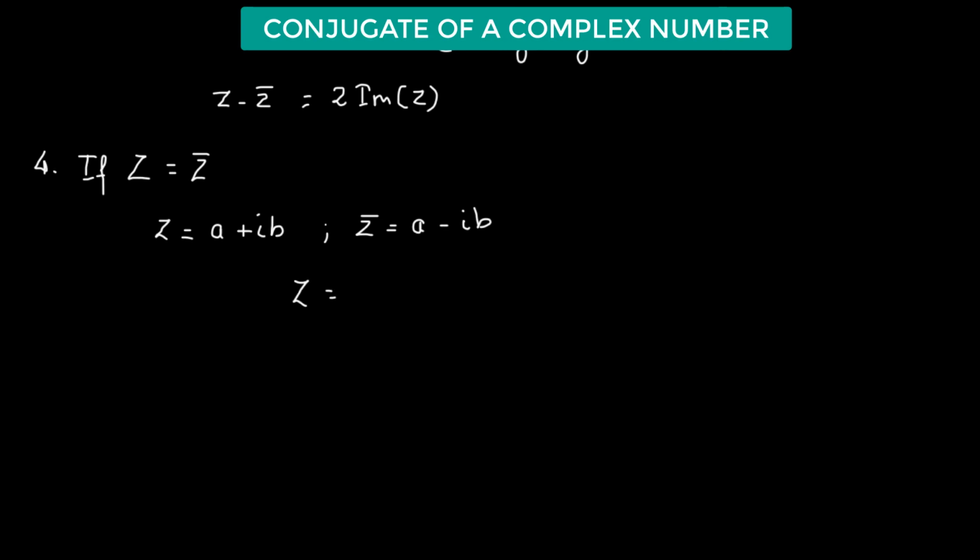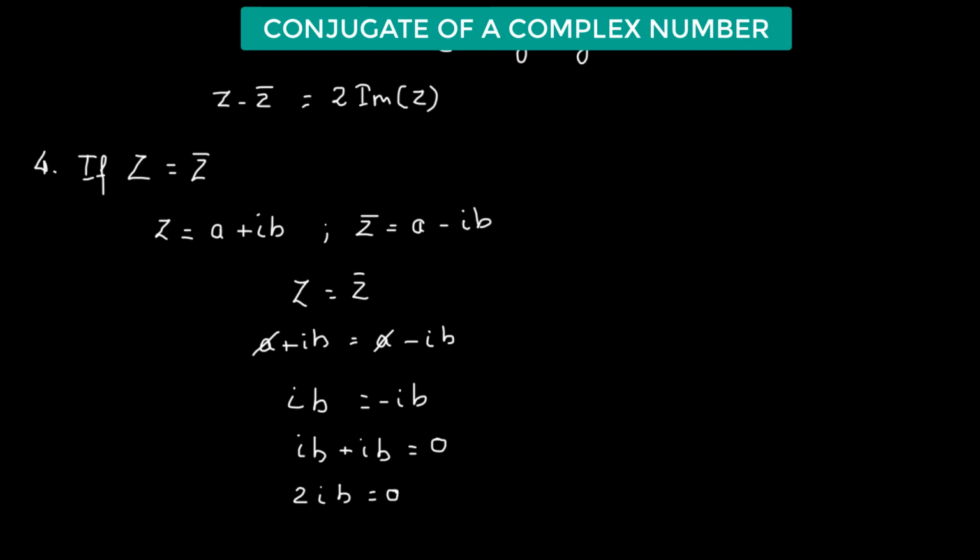Let's equate them. That is, Z is equal to Z bar. So we have A plus iB equals A minus iB. Then we can cancel out A from both sides, which leaves us with iB equals negative iB. We have iB plus iB equal to 0, which is twice iB equal to 0. So we know that 2 is a number, and 2 cannot be equal to 0, it being a number. i is also a number which cannot be equal to 0. The only way this equation is going to be valid is if we consider B to be equal to 0. That is the only possibility.